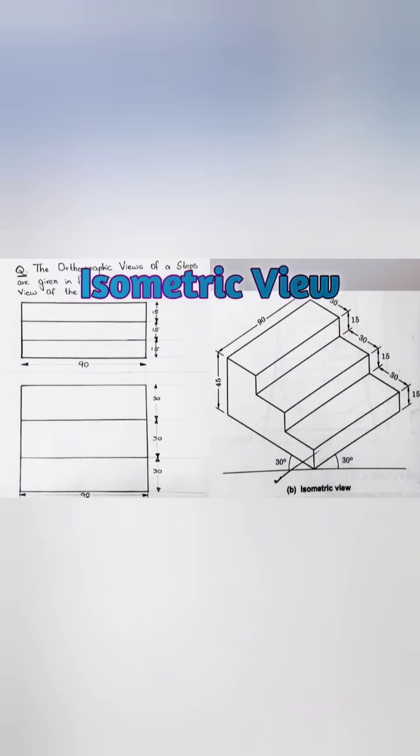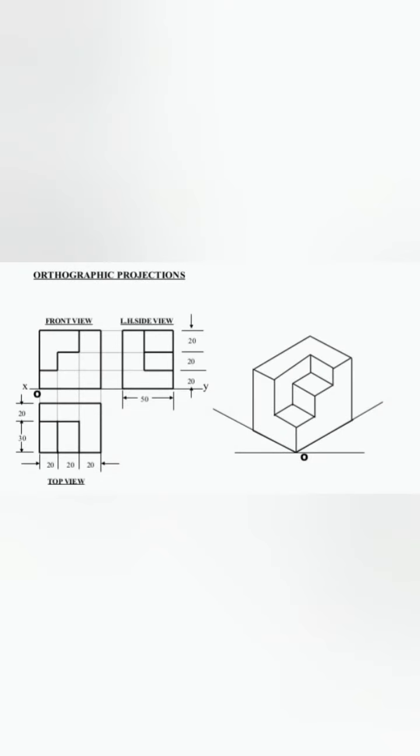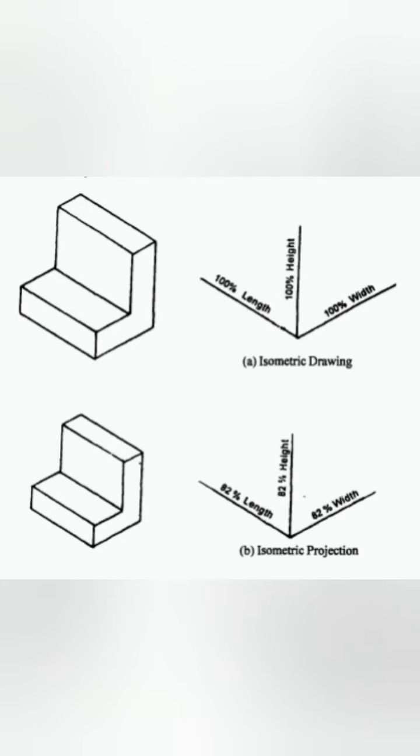Today's topic is about an isometric view. What is an isometric view? It is a three-dimensional representation of any object. That means it has three axes, x, y and z axis. So here are some of the isometric diagrams we have of an object.